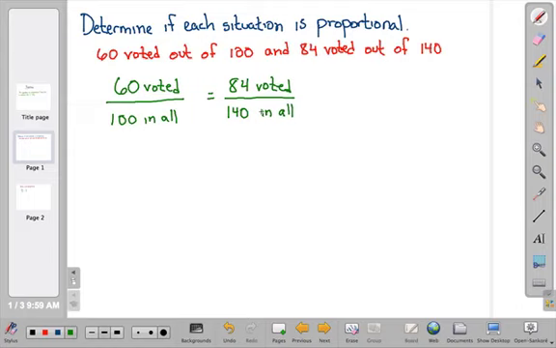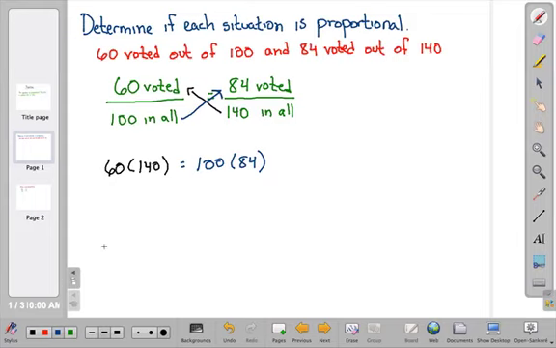And if you've done one of the previous lessons, this is pretty similar to determining if these two ratios are equivalent. Another word for equivalent is proportional. And the way we solved them in that last video was we looked diagonally and we used cross multiplication. So I'm going to multiply 60 times 140, and then I'm going to look the other way at 100 times 84. And I'm going to determine if these two things are equivalent to each other.